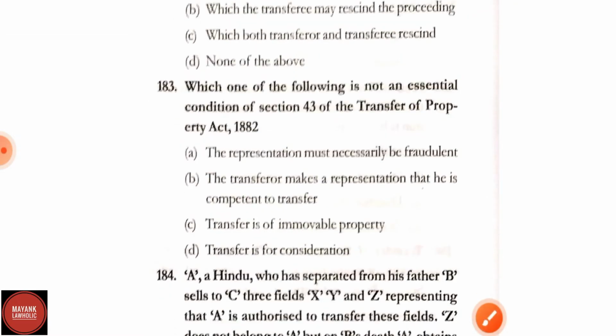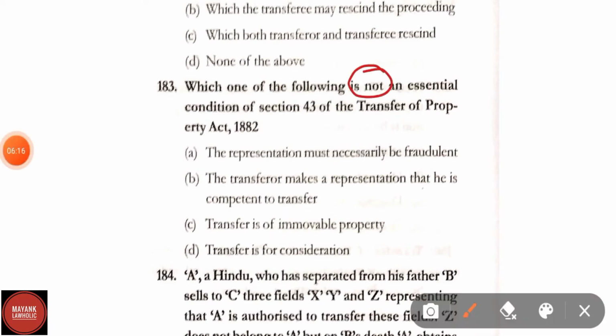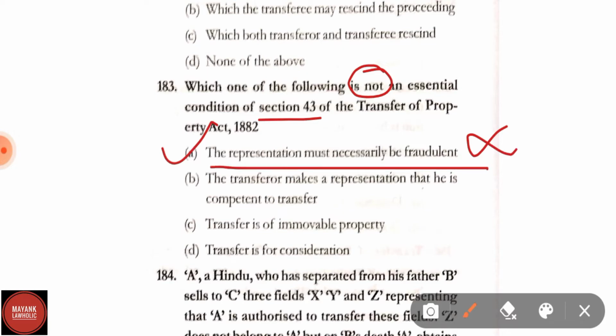Question number 183. Which one of the following is not an essential condition for Section 43 of TPA? Options are: the representation must necessarily be fraudulent, the transferor makes a representation that he is competent to transfer, the subject is immovable property, the transfer is for consideration. Here in this question it has been asked which of the following is not an essential condition of Section 43. So option A is not the essential condition of Section 43, therefore it will be the correct answer.